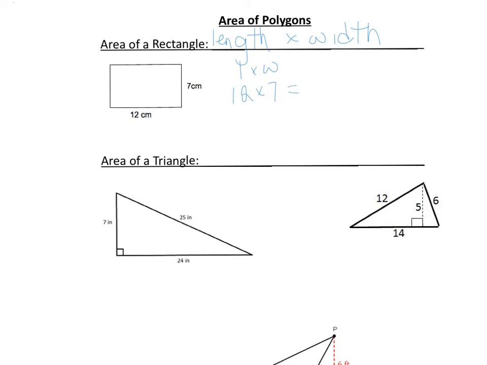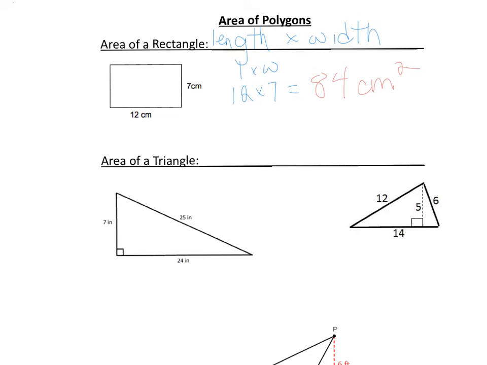7. Traditionally, people usually assign length as the long side and width as the short side, but it's not necessarily always going to be the case. So as long as we can see that you know the formula was L times W and you knew that 12 and 7 were your dimensions, that's all you need to worry about. And we end up with 84 centimeters squared.